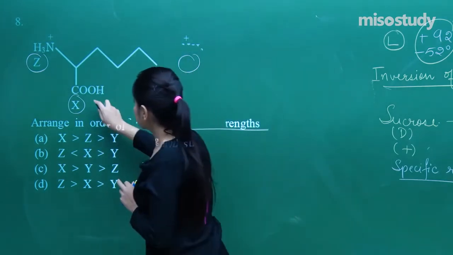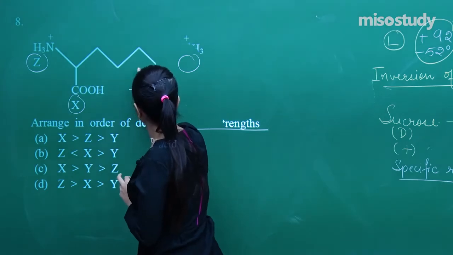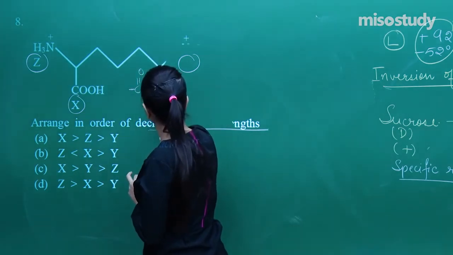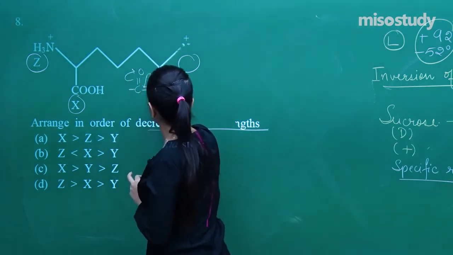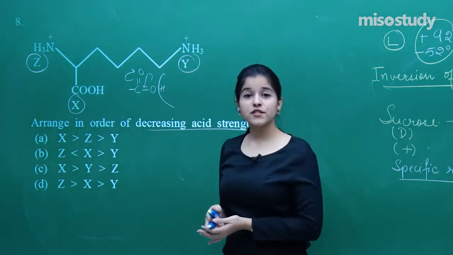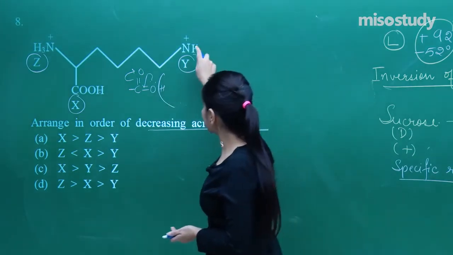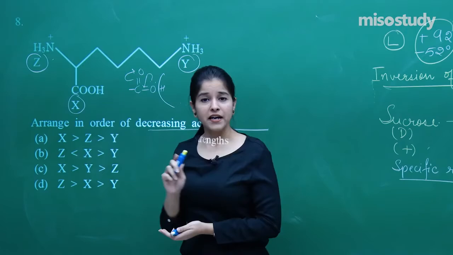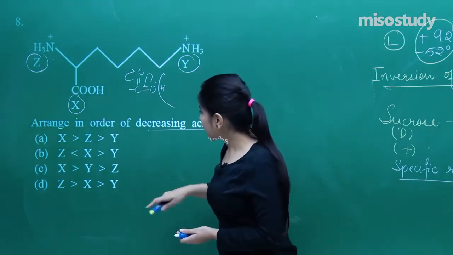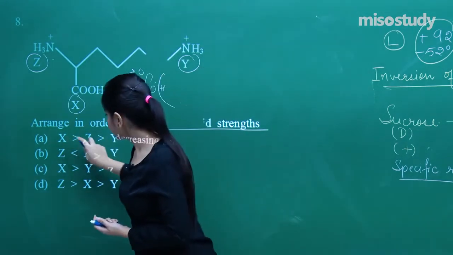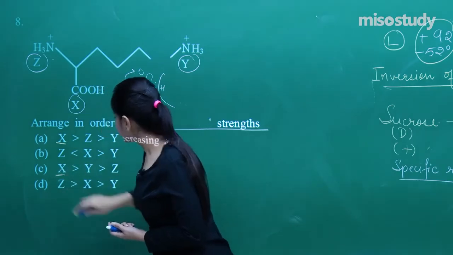So here if you see, due to the resonance, that is how the resonance will be taking place. This H positive can go off very easily, in fact more than these cations present. That means X should be at the highest, X should be at the highest.